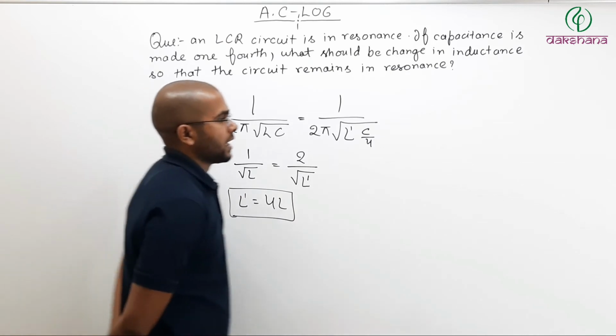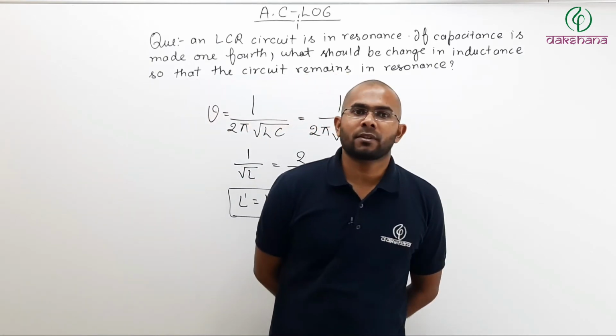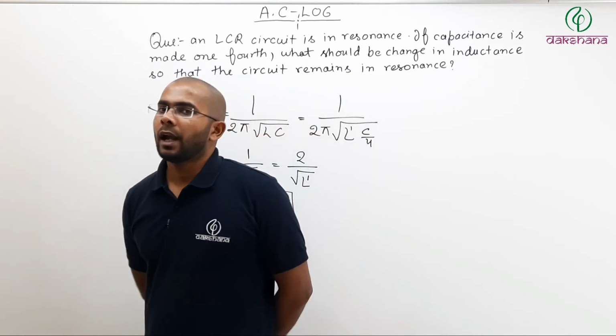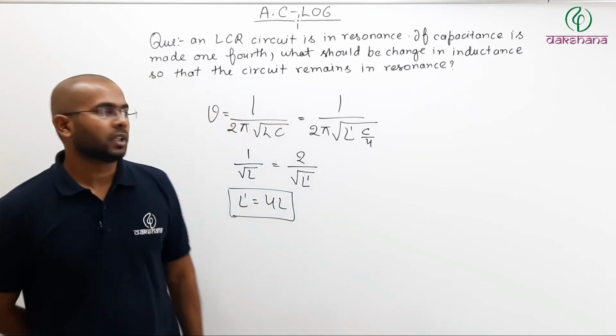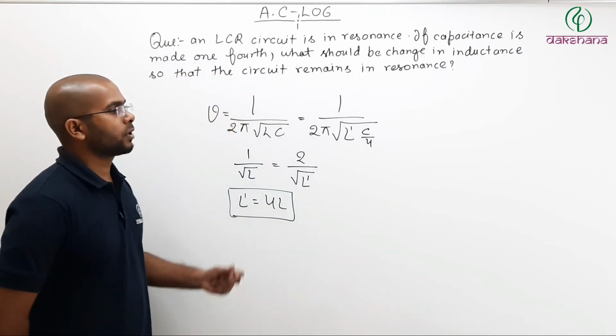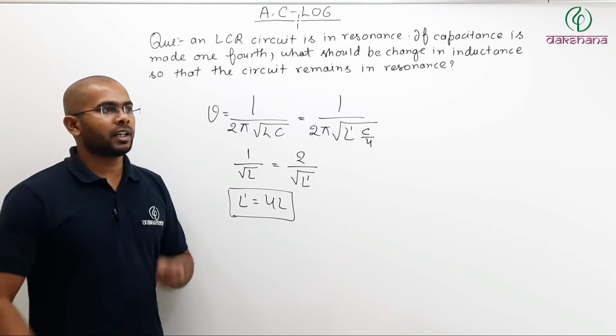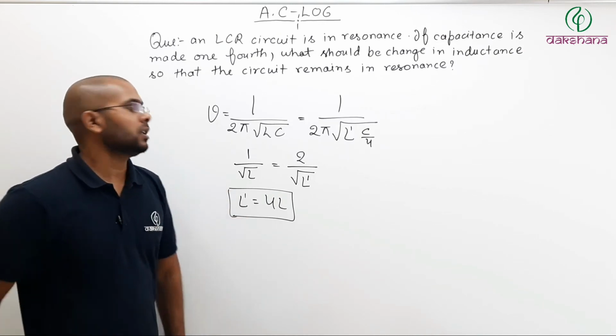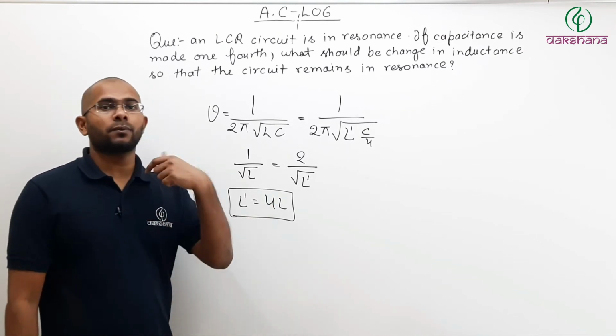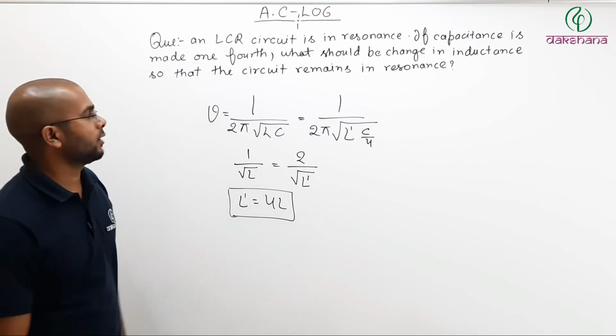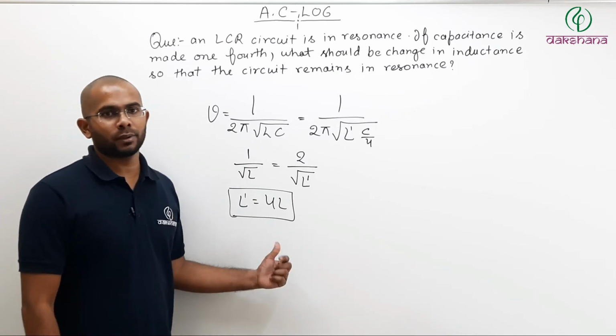Meaning in an LCR circuit, if the frequency of the source is not changing and you are making the capacitor 1/4 and you want your circuit to remain in resonance, then the inductor should be made 4 times the previous value. Very easy question. You can pause the video and note it down.